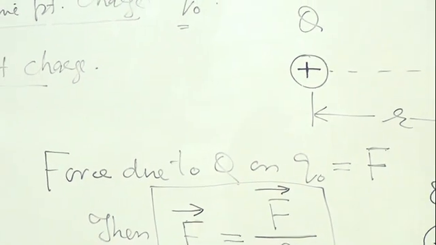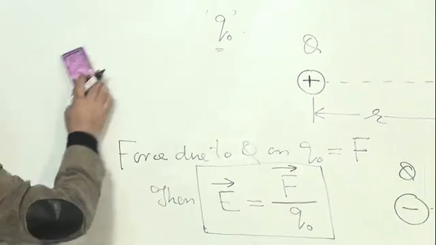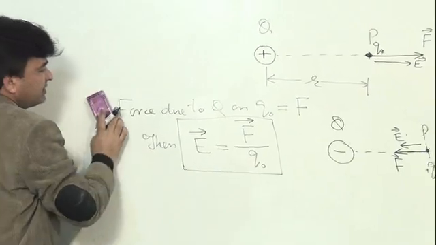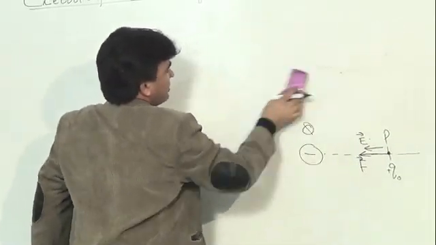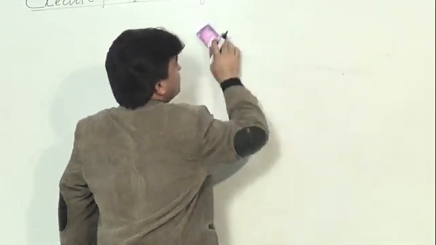Now this is about the electric field. Now let us derive the first expression for electric field due to point charge.